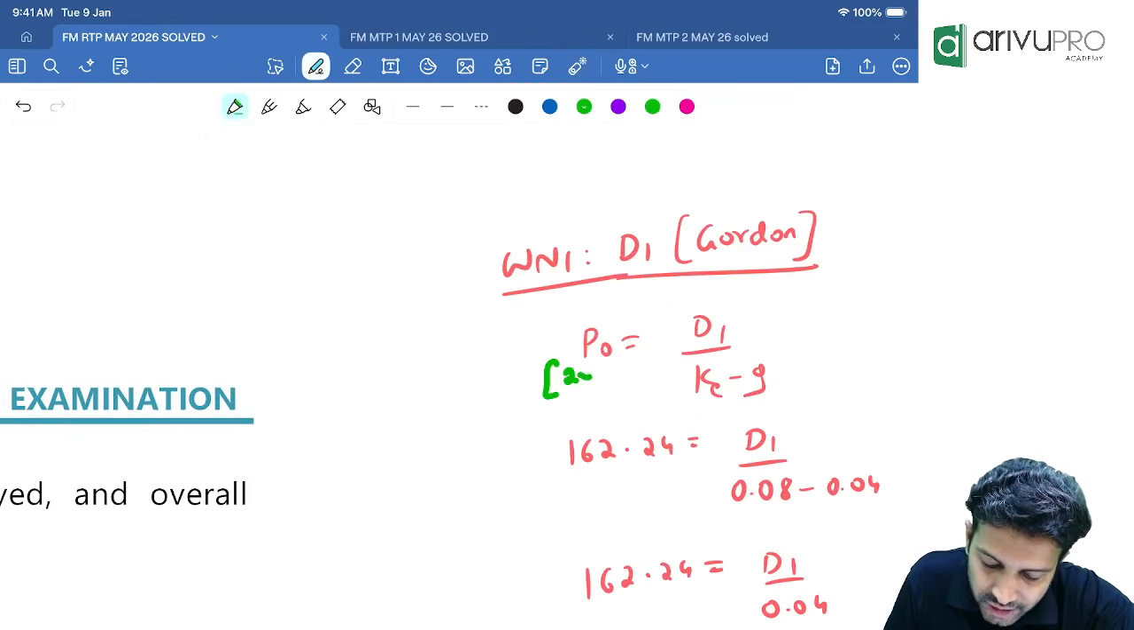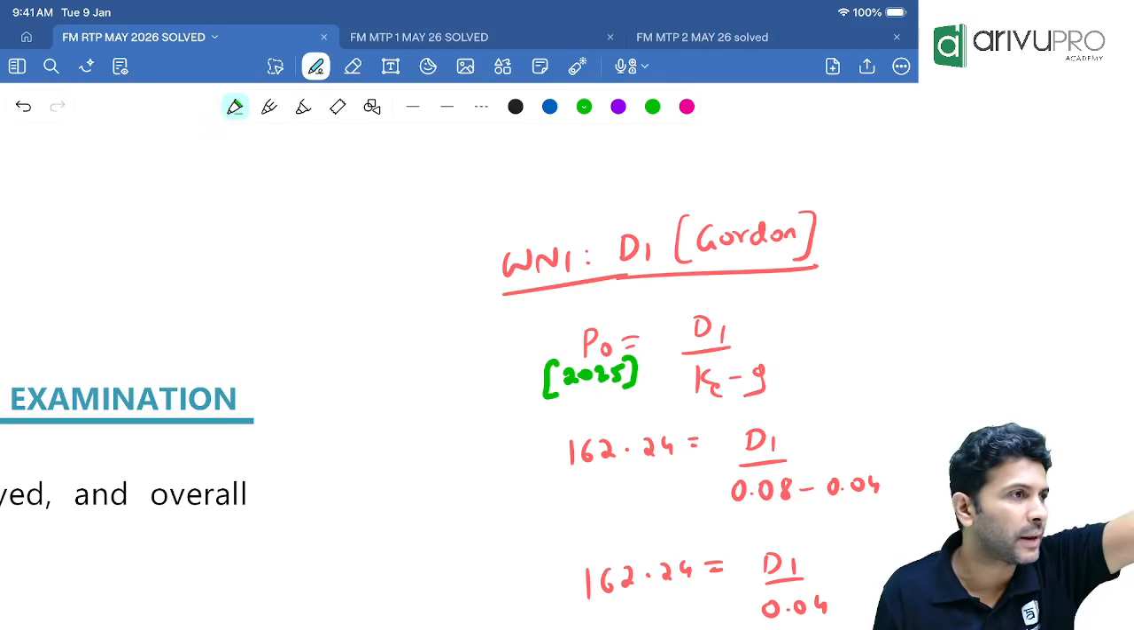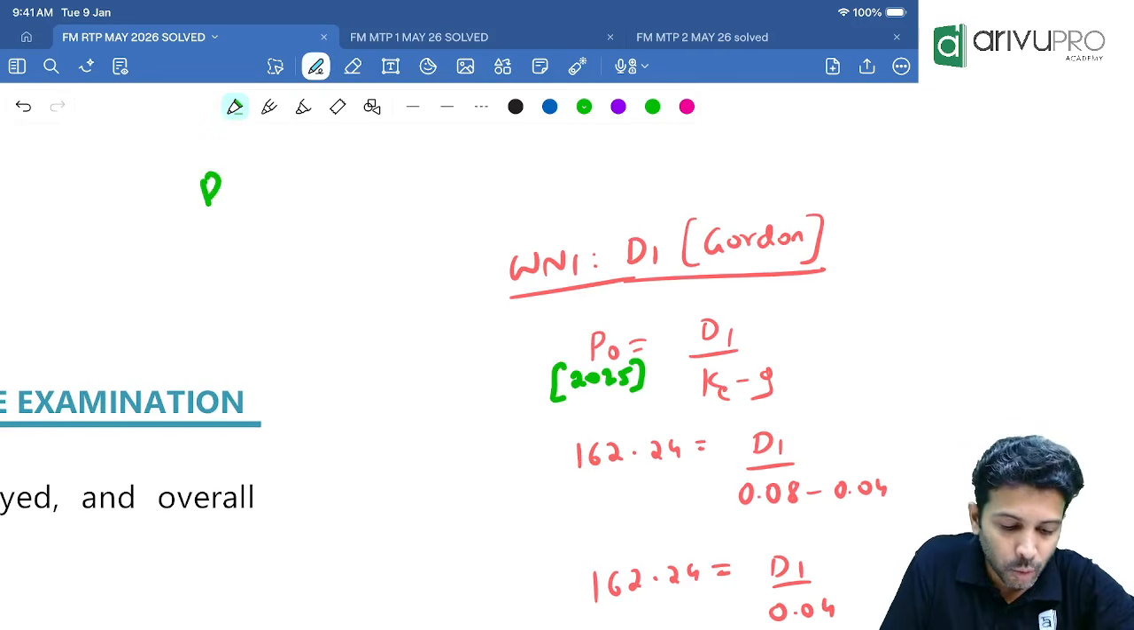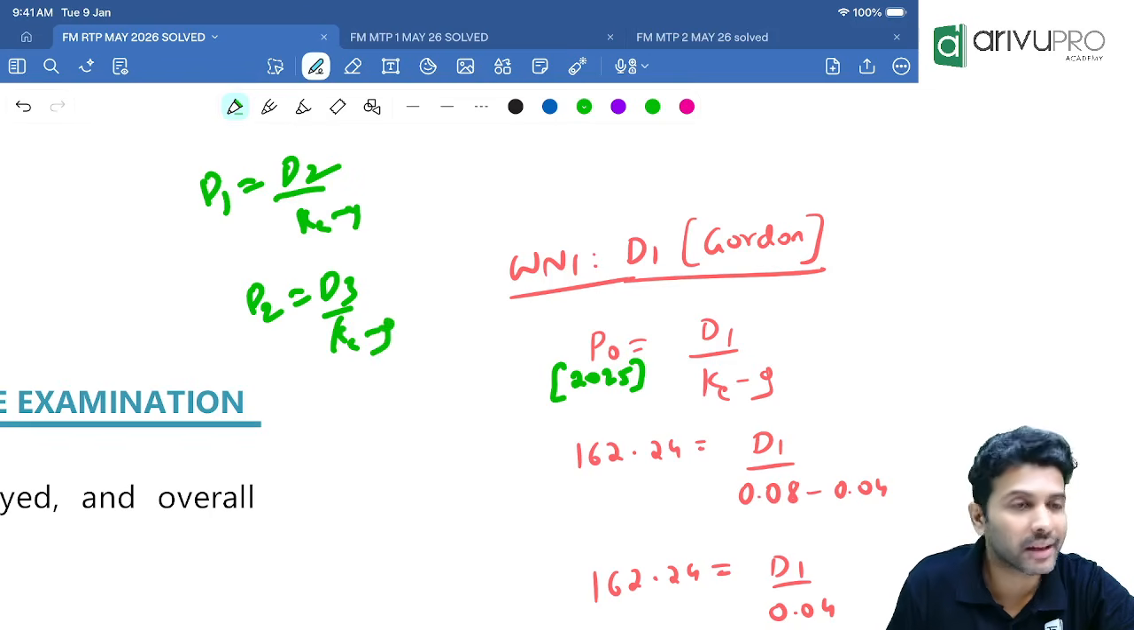This is the price at the end of 2025. So you already know the formula. If you want P0, you will take D1. If you want P1, you will take D2 divided by KE minus G. If you want P2, you will take D3 divided by KE minus G.